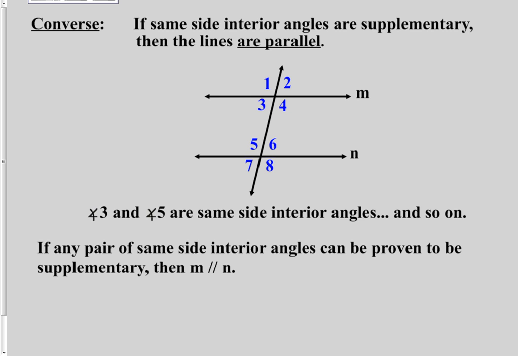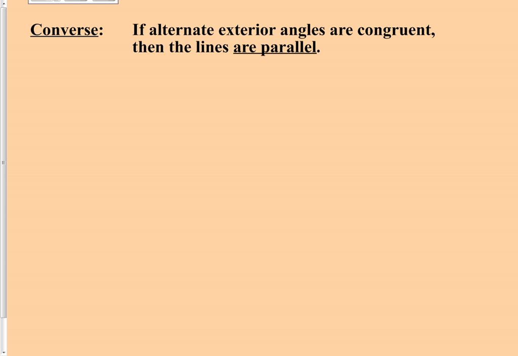Okay, final converse, and then we will look at some examples. This one says, dealing with the alternate exterior angles, the original rule said if your lines are parallel, then your alternate exterior angles will be congruent. The converse says if your alternate exterior angles are in fact congruent, then that means your lines will be parallel.